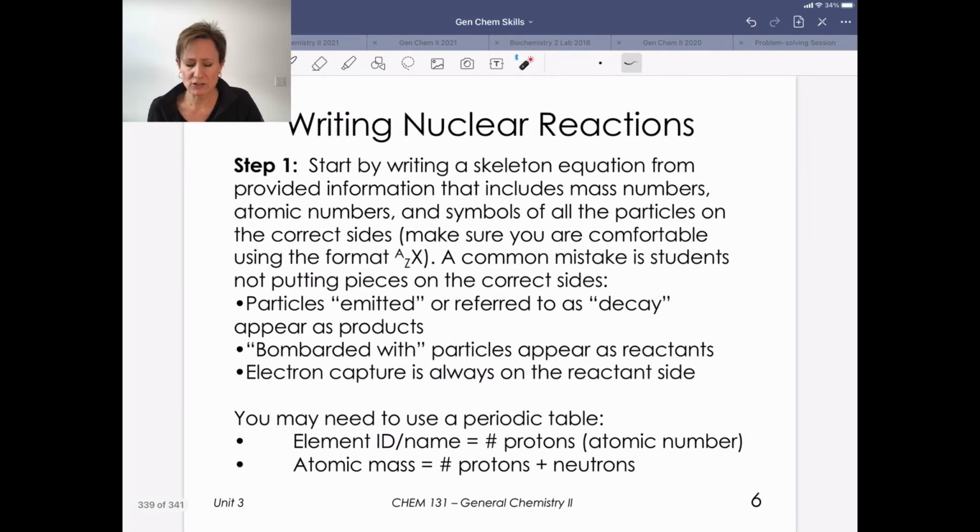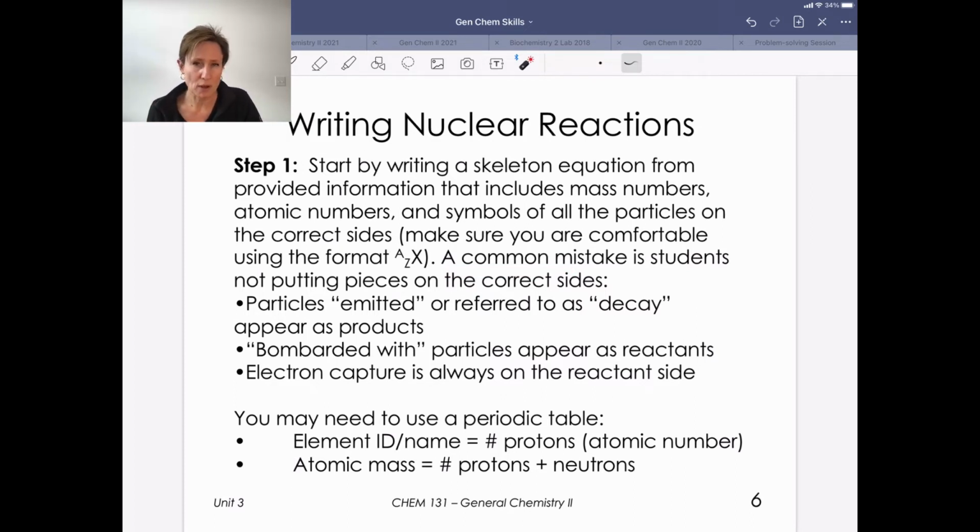All right, so how do you write a nuclear equation? There's a 3-step process to help us do this. The first step is to write a skeleton equation that comes from information that's provided, making sure to include things like mass numbers, atomic numbers, and symbols for all the particles that they've provided for you. Importantly, we need to make sure that we put them on the correct sides. Everything's going to be in this format that we talked about on a previous slide. A common mistake students make is they don't put things on the correct side.